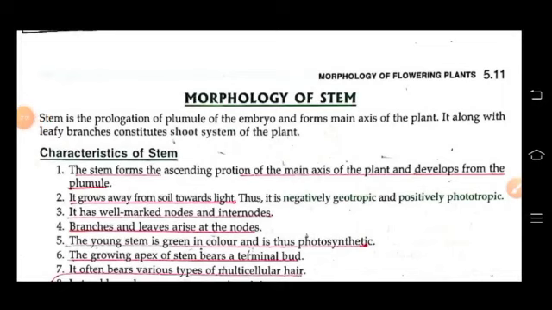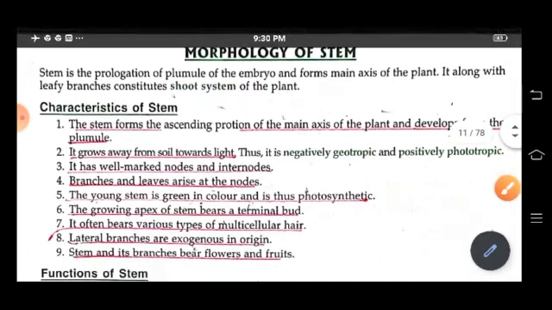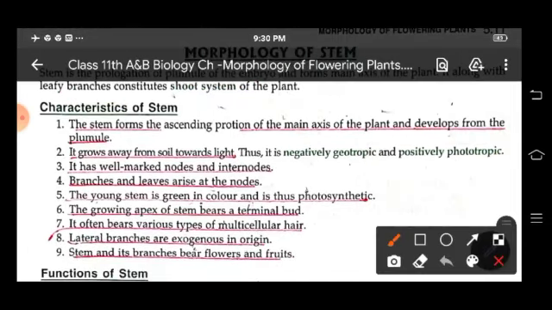Next is the stem. The stem arises from the plumule of the embryo and it forms the main axis of the plant. It bears the leaf and branches, and it constitutes the shoot system of the plant. So what are the characteristics of stem? The stem forms the ascending part of the main axis of the plant and it develops from the plumule.